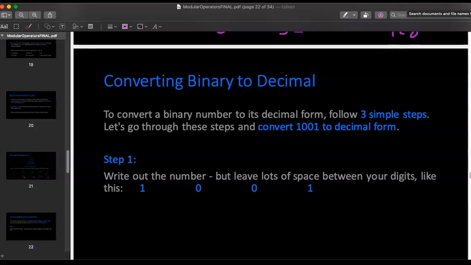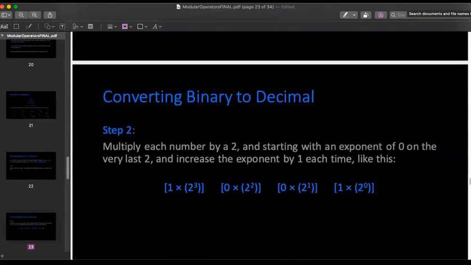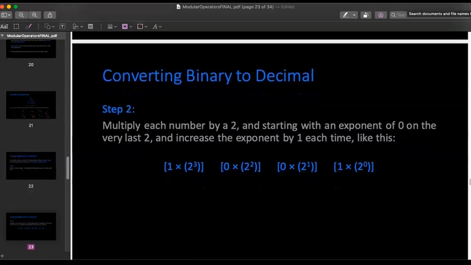So this is just rewriting our number, 1, 0, 0, 1. And then here's where it gets interesting. This is where we're going to use the exponents of 2.